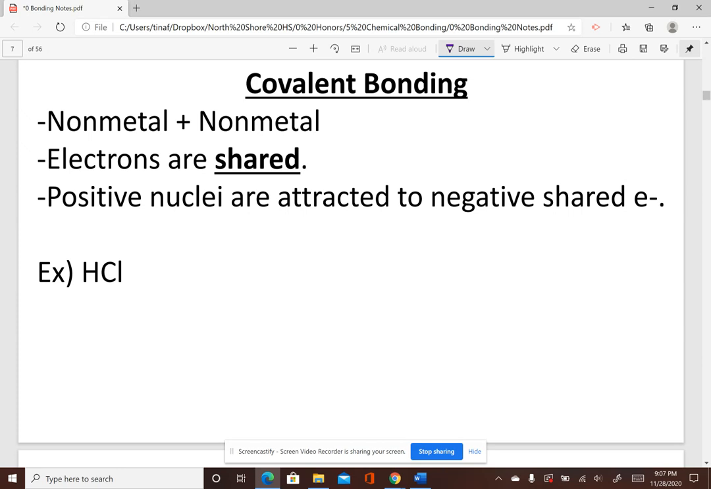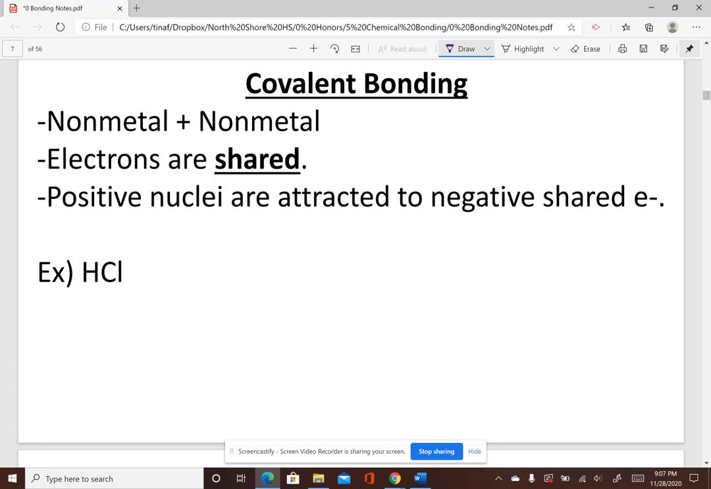How it's different is that the electrons are going to be shared between the two nonmetals, and what's attracting them to each other? Each atom has a positive nucleus surrounded by negative electrons. So the negative valence electrons in one atom will be attracted to the positive nucleus in the other atom. Okay, and vice versa. So we still have that positive and negative attraction.